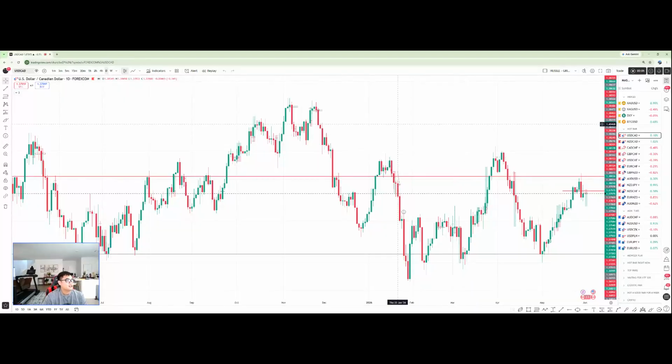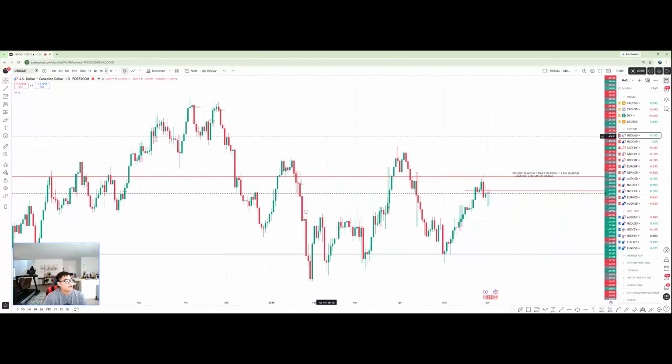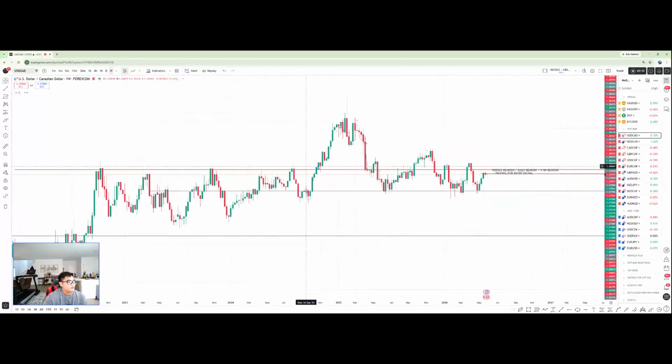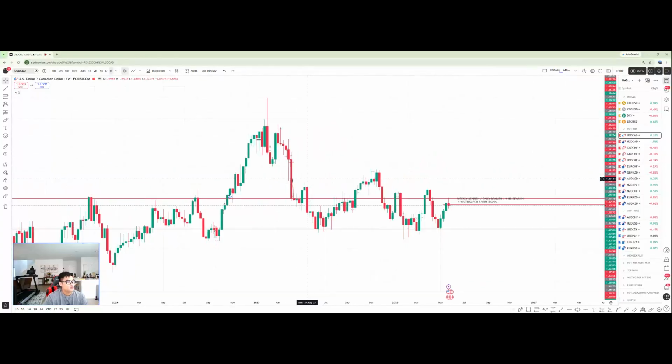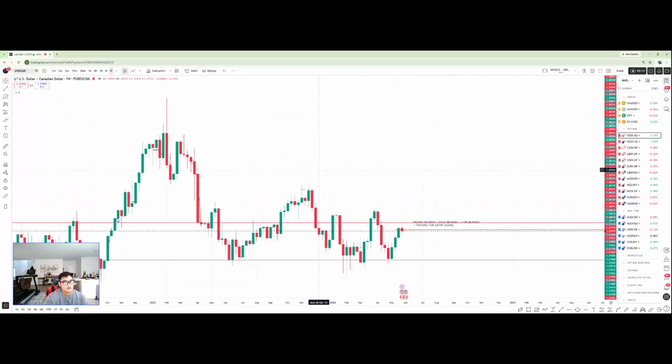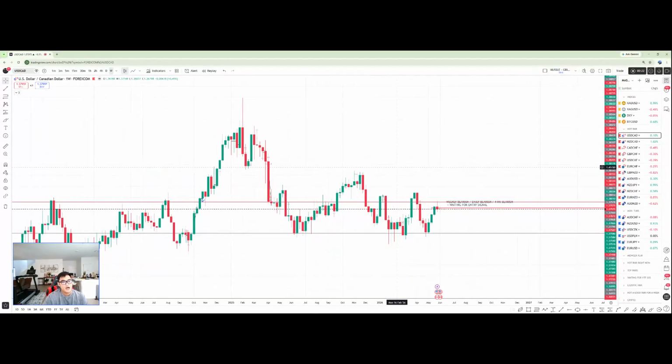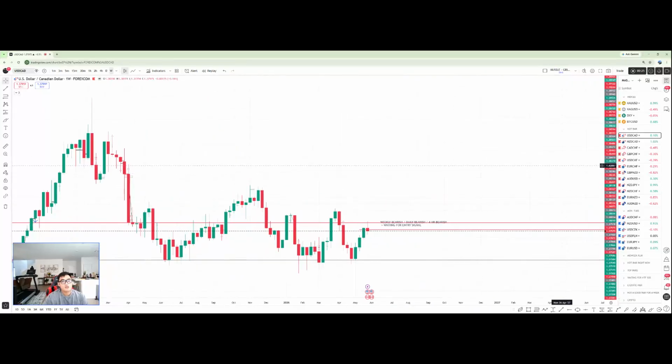So last week we were kind of dominating. Probably we're up like 20 or 30 RR. So we've been dominating a lot of pairs playing out, and this could be my pair for next week, USD CAD.